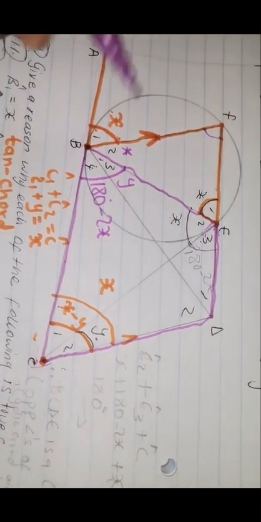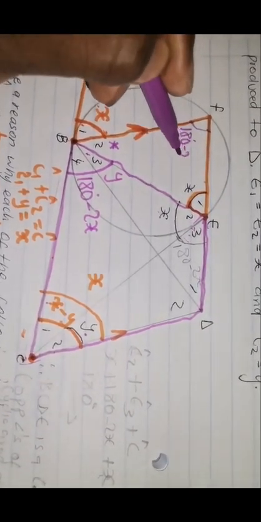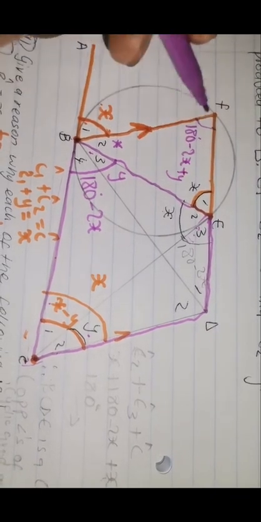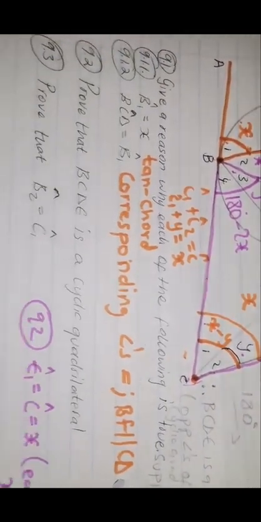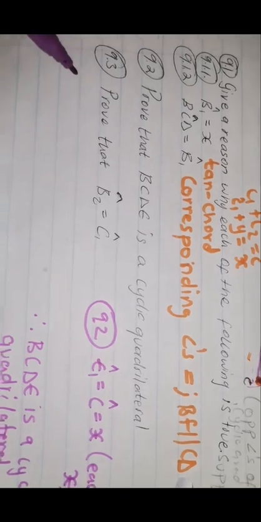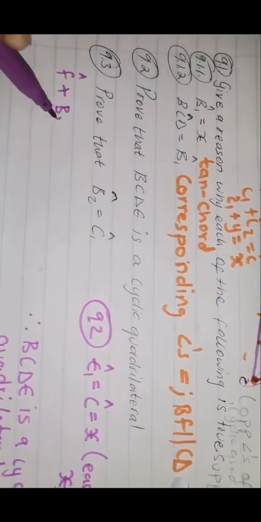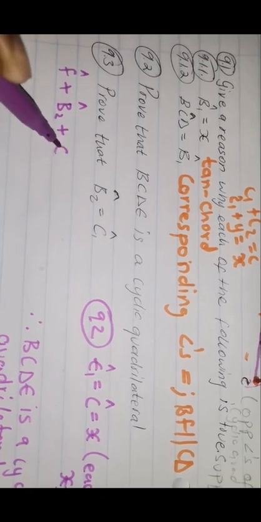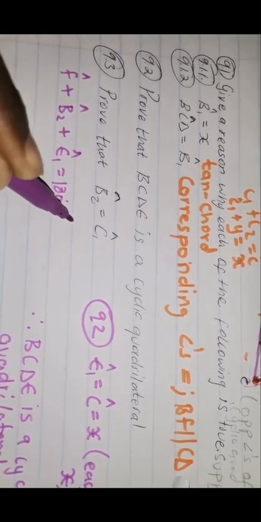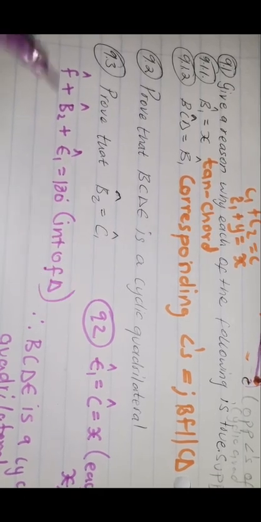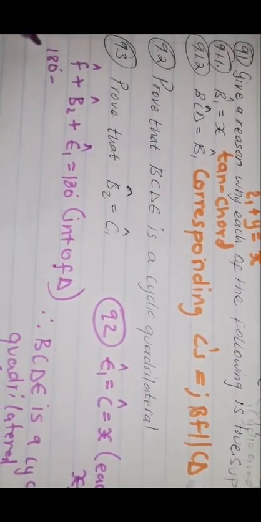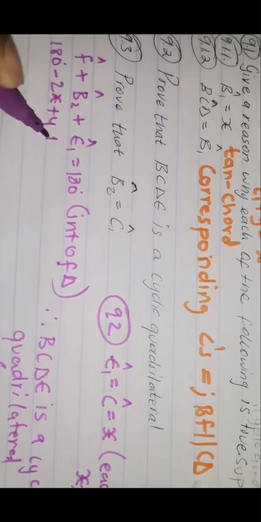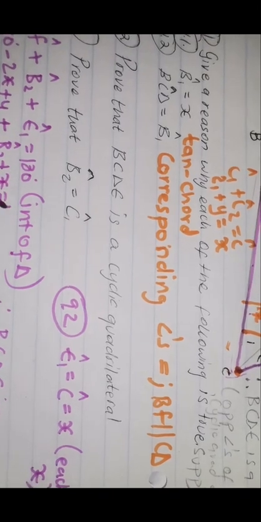What is the value of angle F? It is 180 minus 2x plus y. Then now I can use the interior angles of a triangle to find B2. How will I find B2? Interior angles of a triangle: angle F plus B2 plus E1 equals 180. What's the value of angle F? 180 minus 2x plus y, plus B2 unknown, plus E1 which is x, equals 180.